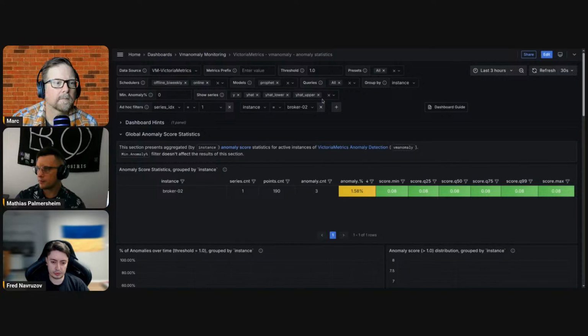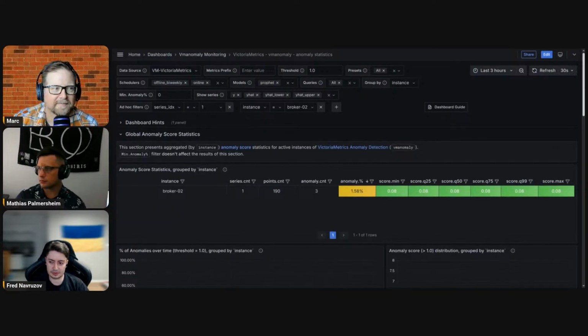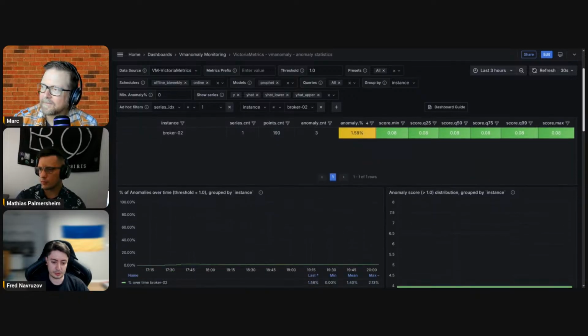So suppose you already have your vmanomaly deployed and you want to explore it. But prior to that, obviously, the steps that should be taken are that you need to explore your data. You need to think of your anomaly types. You need to configure some useful models and scheduling. And then once it's set up, it starts producing anomaly scores.